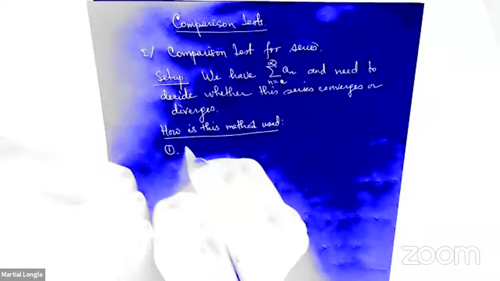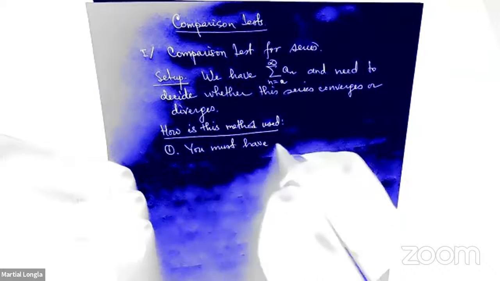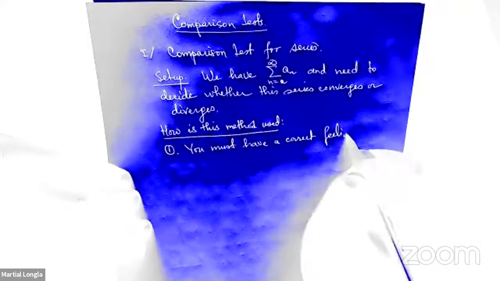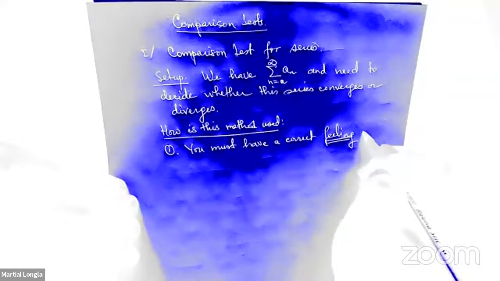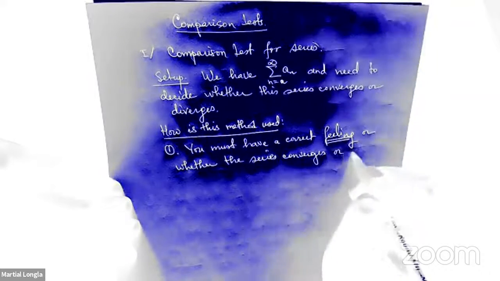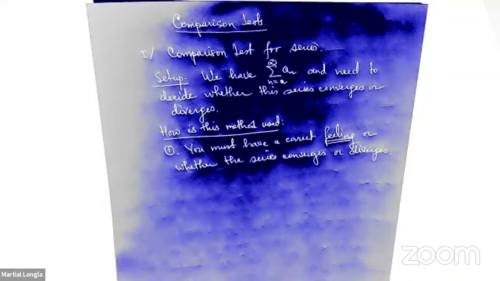One, you must have a correct feeling, and this is really strange, right? You must have a correct feeling of whether the series converges or diverges. If you don't have that, you can't start the problem. You need to have an idea whether this thing converges or diverges.